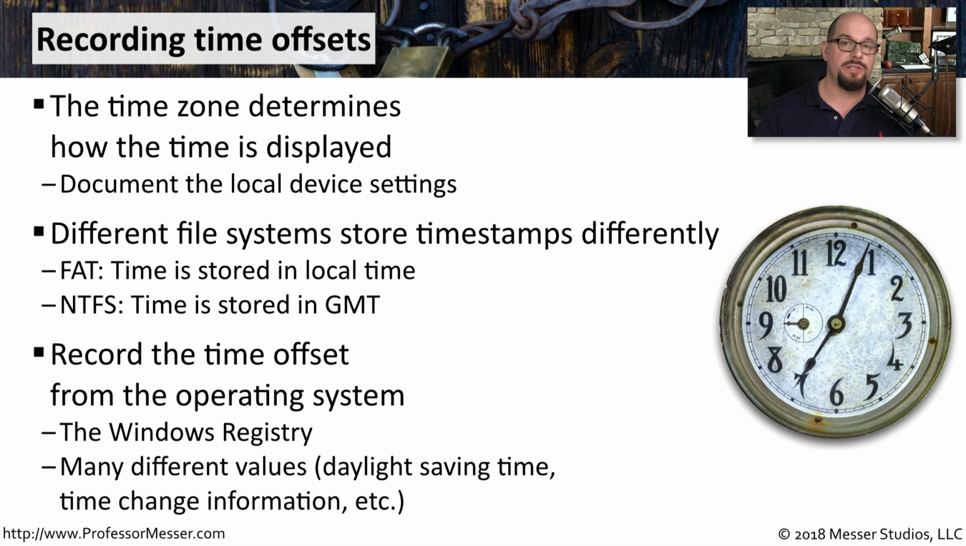You can record this time offset directly from the operating system. Windows keeps it in the Windows registry, and you want to be sure that you not only document the time zone, but you document whether daylight saving time and any time changes are also configured for that system.